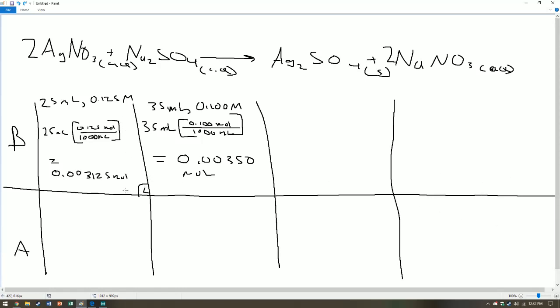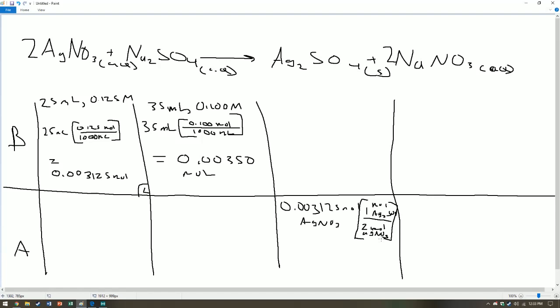So 0.003125 mole of AgNO3, and I know that for every 2 mole AgNO3, I get 1 mole Ag2SO4. Forgive my very bad handwriting.